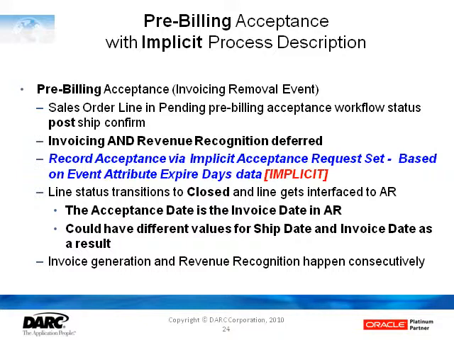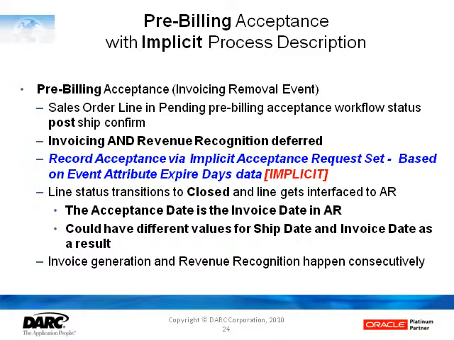Here's a quick review of the implicit. Again, everything is exactly the same as the previous slide except for the method of recording the acceptance. We transition through ship confirm with the same resulting workflow line status of pending pre-billing acceptance. Both your invoicing and revenue recognition are deferred by default. It waits in the queue for the implicit acceptance to be performed.